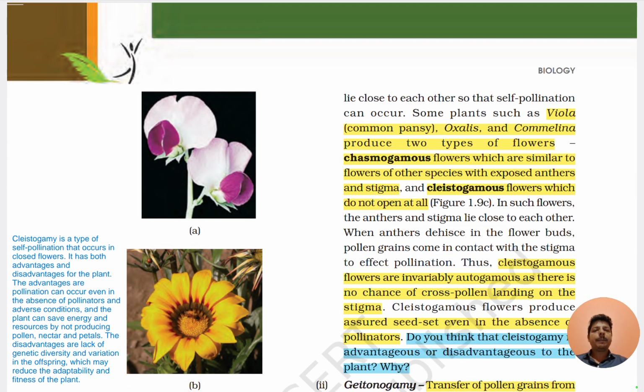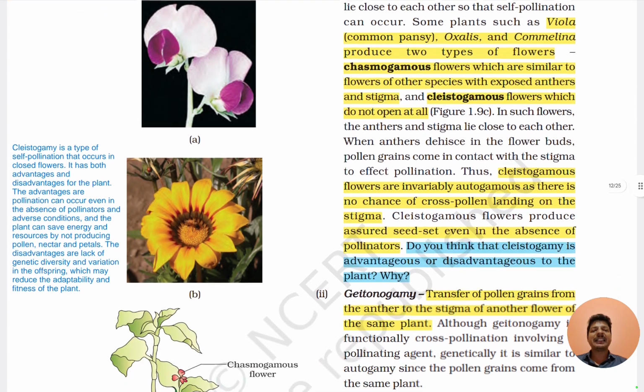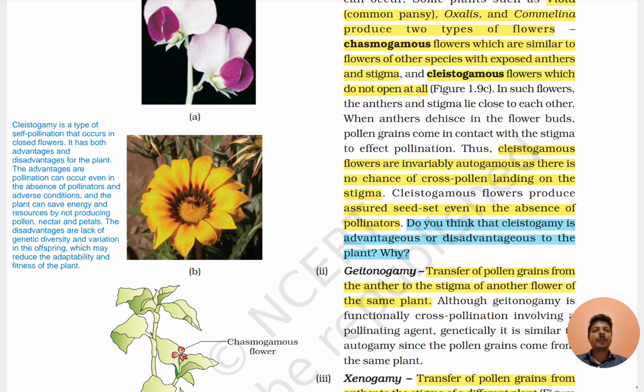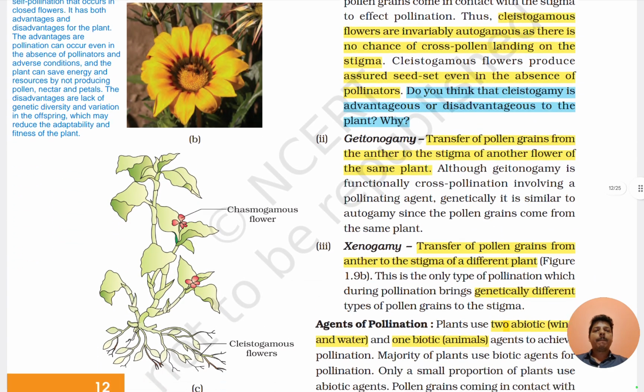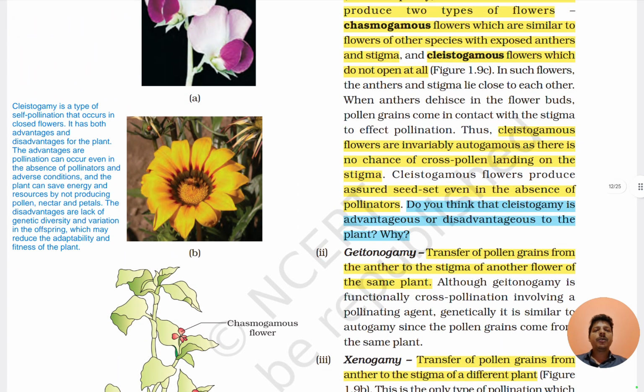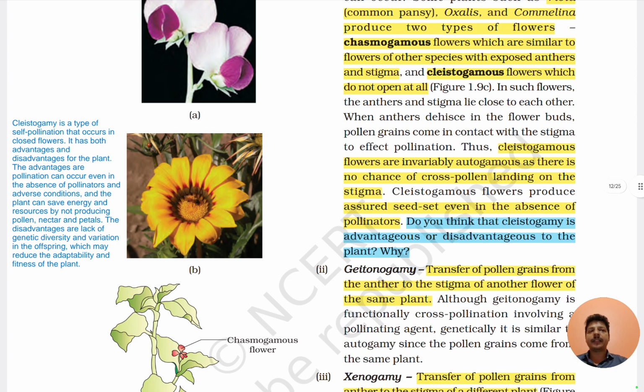For example, some plants like Viola, Oxalis and Commelina produce two types of flowers, chasmogamous and cleistogamous. Chasmogamous are open flowers where anther and stigma are exposed, and cleistogamous flowers are closed flowers. Here the question asked: do you think that cleistogamy is advantageous or disadvantageous to the plant and why? It is the question and here is the answer.